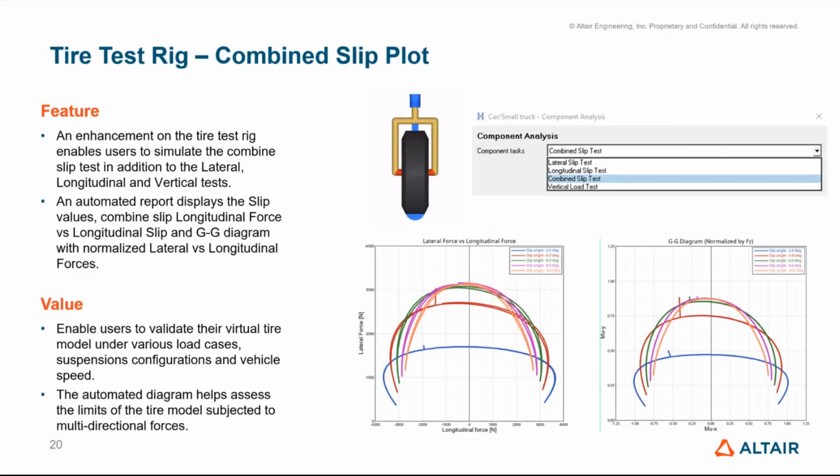The tire test rig has been enhanced as well. In addition to the lateral, longitudinal, and vertical test, you can now also simulate combined slip tests. For that, you will obtain a lateral versus longitudinal force diagram, also referred to as a GG diagram if the forces are normalized. This will help you then in assessing the limits of the tire based on multidirectional forces.